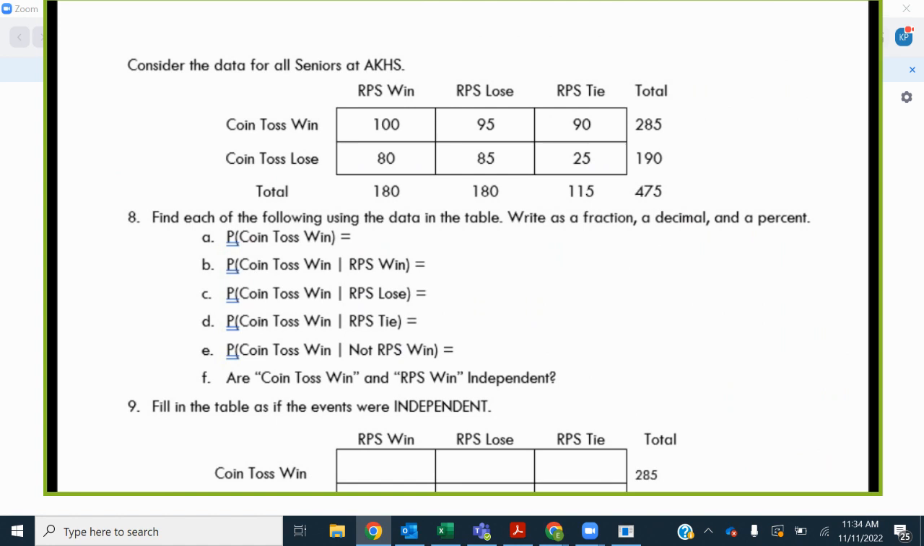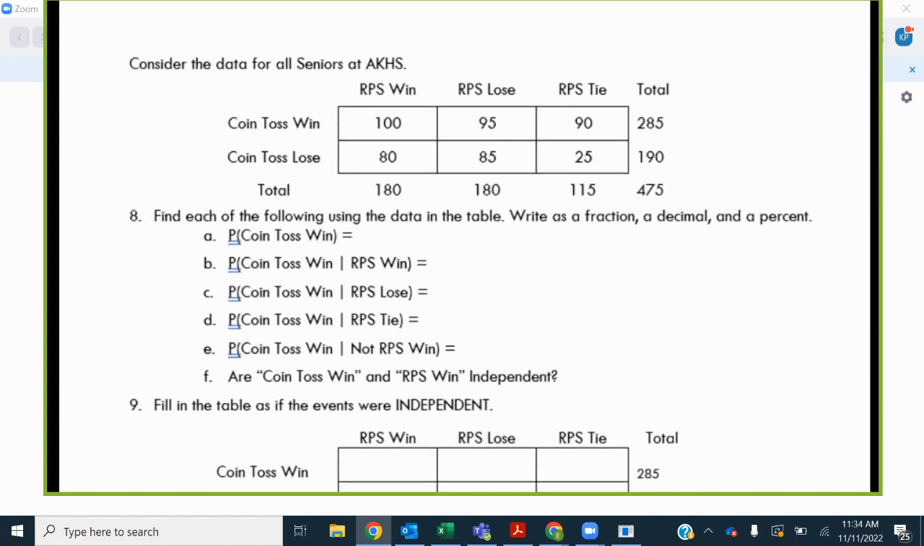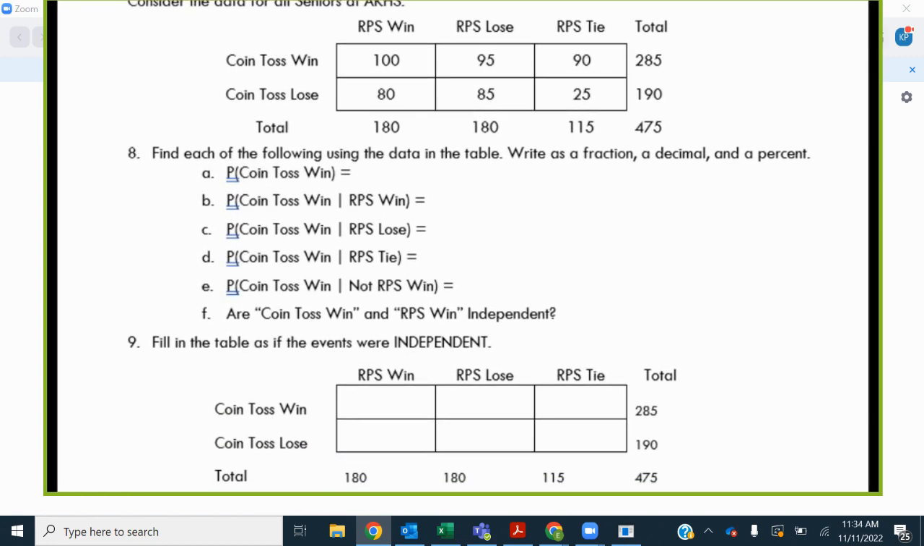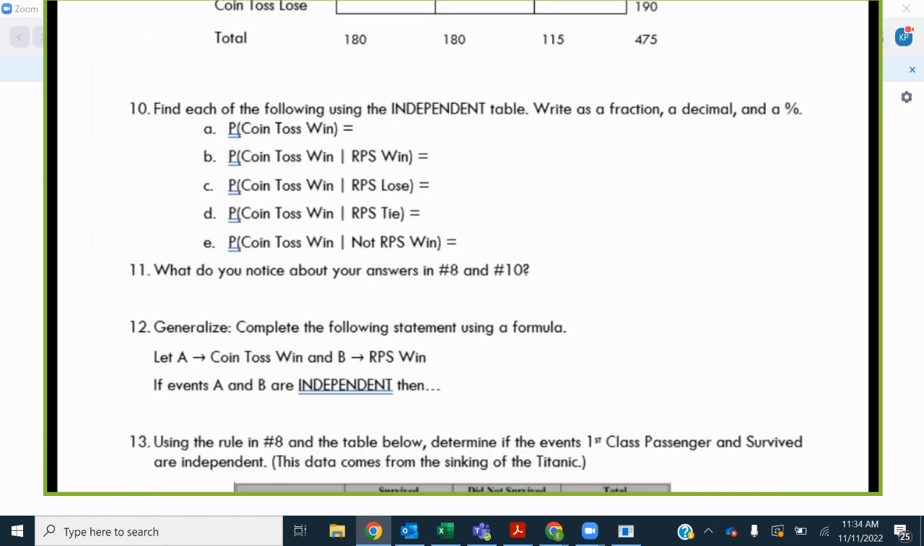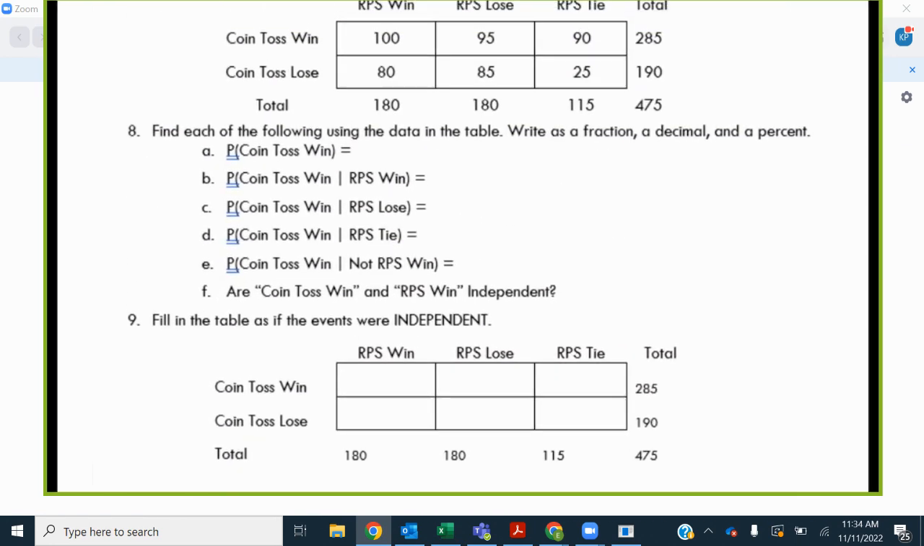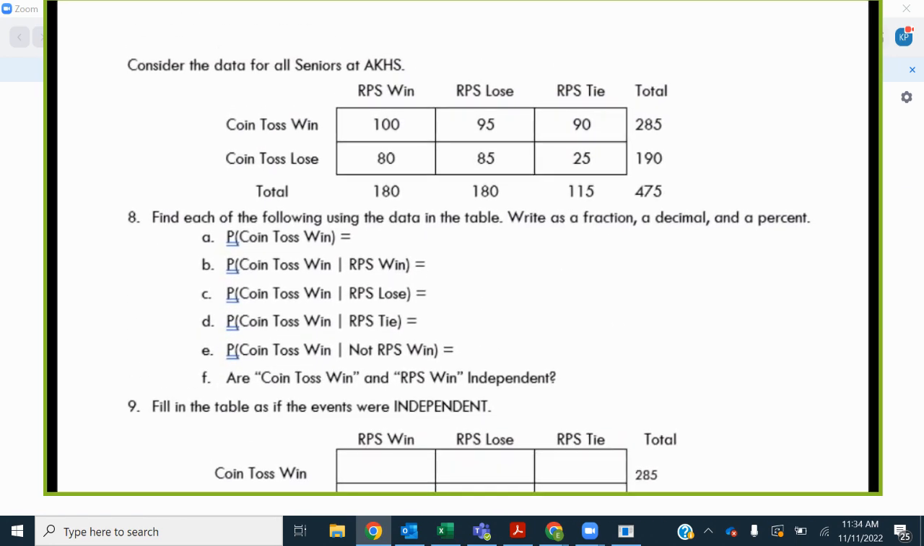So flip your paper over, and now we want to consider the data for all seniors at Ardrey-Kell High School. So what we're going to do is pause here and answer the rest of the questions on this page, and then you can unpause to get the answers in the debrief.